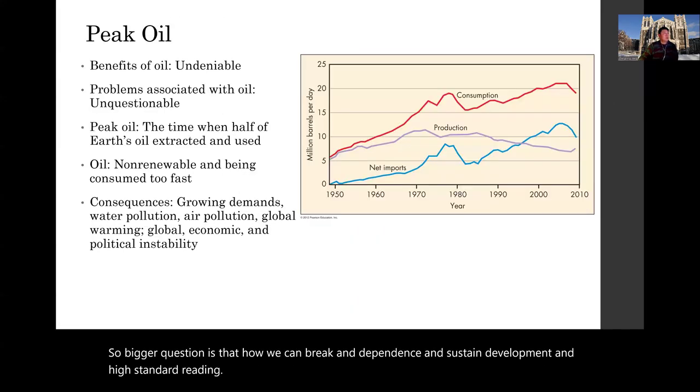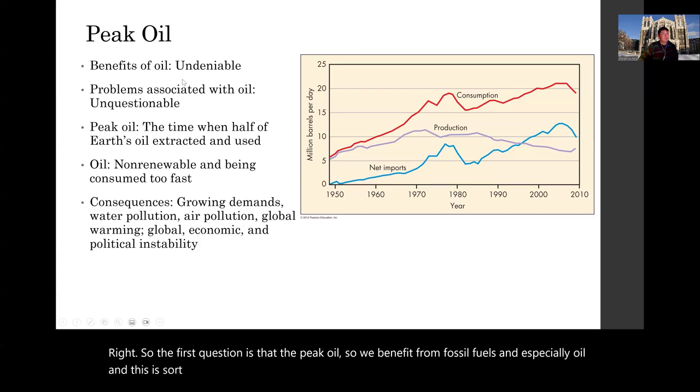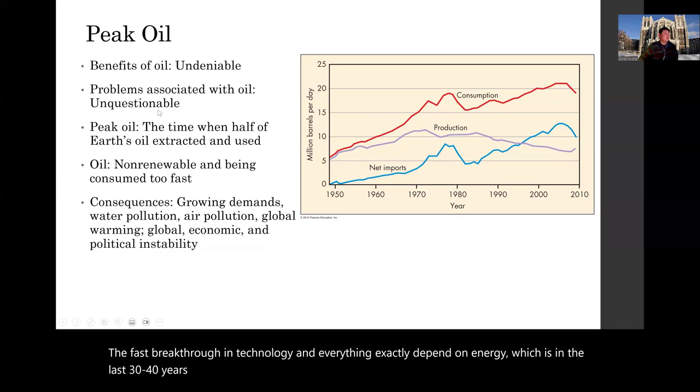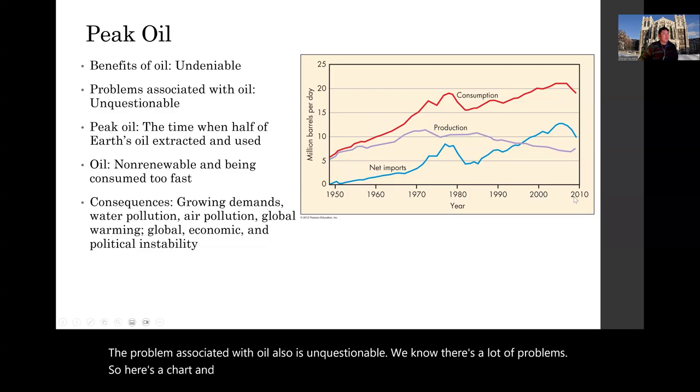So the first question is peak oil. We benefit from fossil fuels, especially oil, and this is undeniable. The fast breakthrough of civilization in technology and everything actually depends on energy, which in the last 30, 40 years is due to oil. The problems associated with oil are also unquestionable. We know there are a lot of problems. So here's a chart from the 1950s to 2010, in millions of barrels per day.